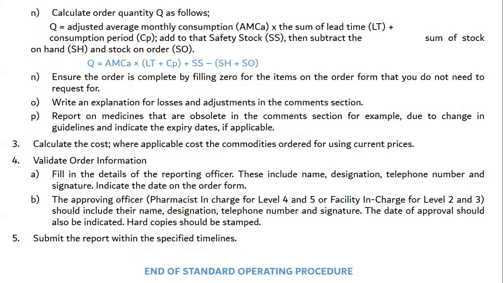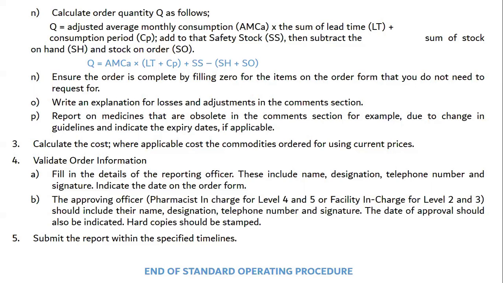Then you calculate the order as follows. The adjusted monthly consumption multiplied by the sum of the lead time, which is the delivery time, plus consumption period. Add that to the safety stock, then subtract the stock on hand. So basically, you consider the number of months, the time it takes, you add in your buffer, and you subtract what you already have at hand. You ensure the order is completely filled by filling 0 for the items on the order that you do not need to request. So you don't leave a blank form, you ensure you fill all the areas that have to be filled.